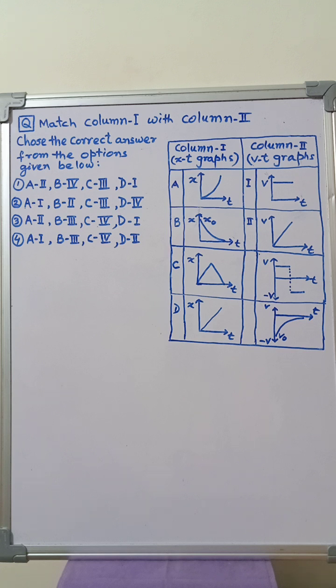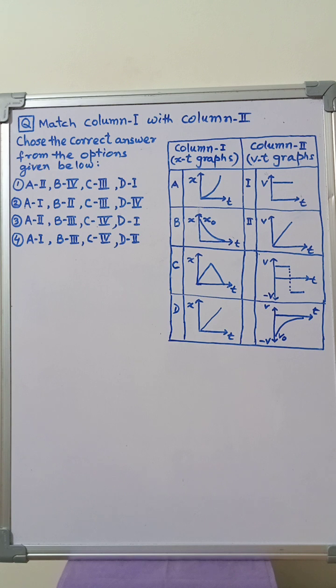In this video tutorial, we will discuss a multiple choice question taken from JEE Main exam of 2023. It is a column matching question which involves displacement time graphs and velocity time graphs. We are required to find the VT graph for each XT graph.